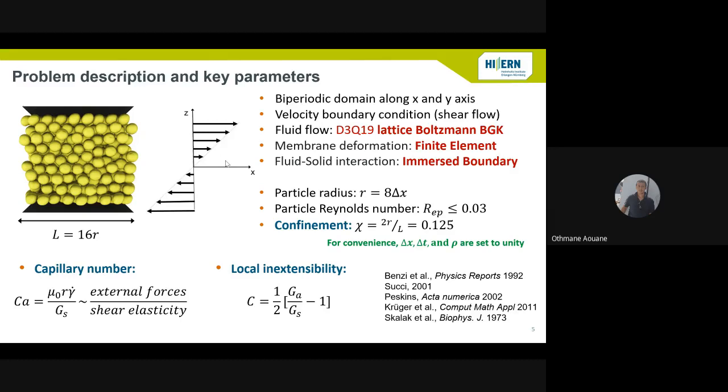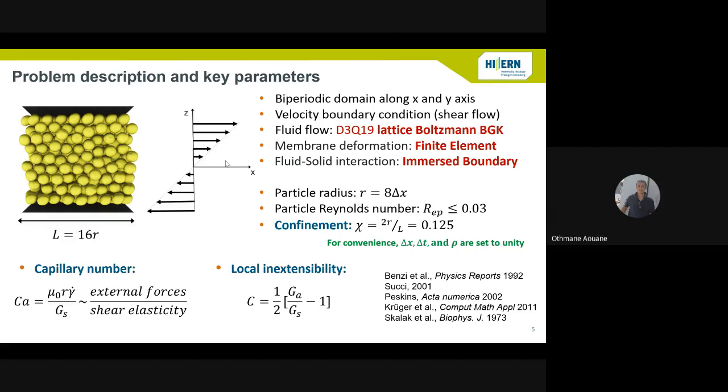A typical size of my capsules is usually 8 times delta X, and the particle Reynolds number is in all of my simulations smaller than 0.03, so I am in the Stokes regime. I fix the confinement, and my variables will be the number of particles, or the volume fraction, and the capillary number, a dimensionless number which quantifies the resistance of capsules to external forces. Later on, we will see that this capillary number definition is not exactly correct because it cannot capture all the properties of a strain-hardening capsule.